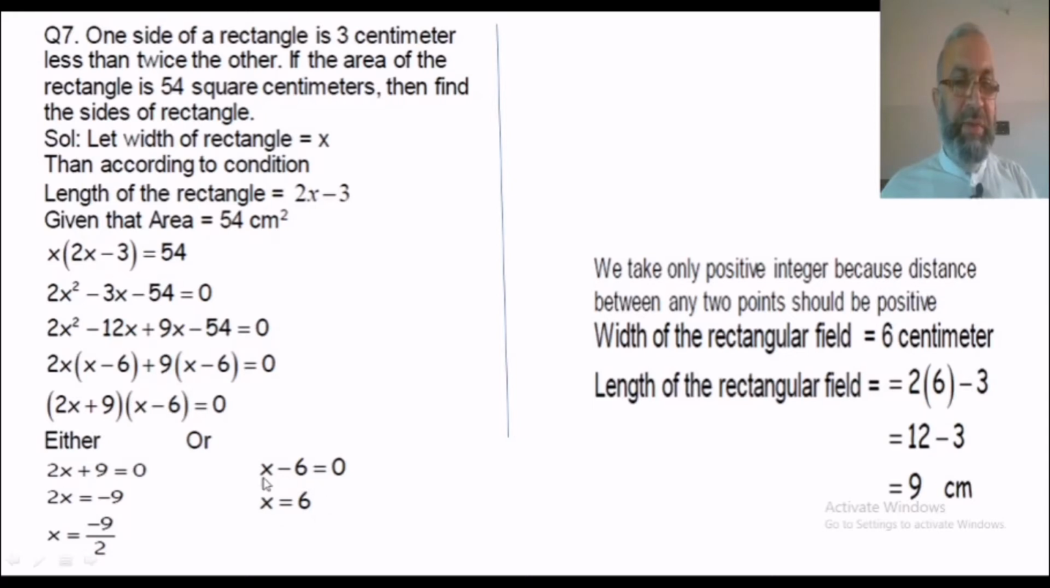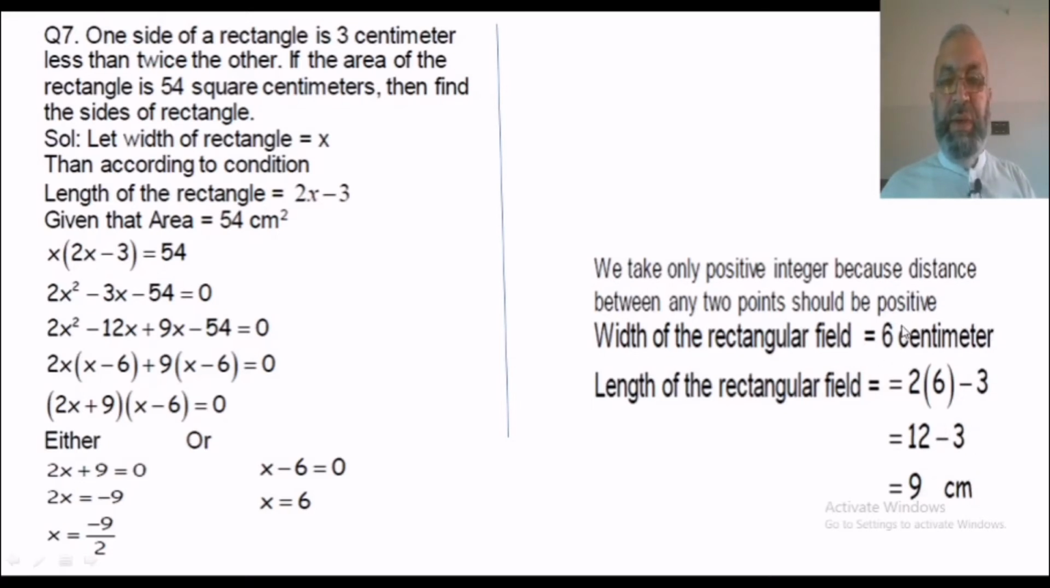From the second result we get x is equal to 6. Again we take only the positive, because distance cannot be negative. So we take only x is equal to 6. Thus the width of the rectangular field, x, is equal to 6 centimeter, and for the length, putting in the equation 2x minus 3 the value of x, 2 into 6 minus 3, 2 into 6 is 12, minus 3 becomes 9 centimeter.